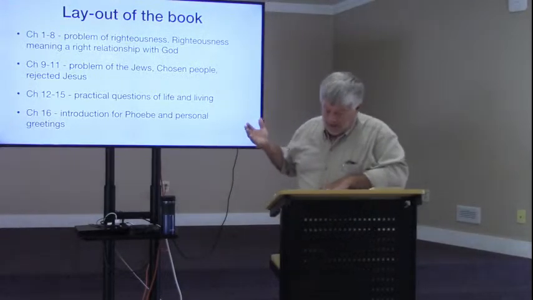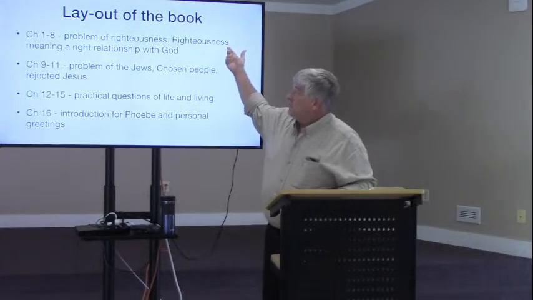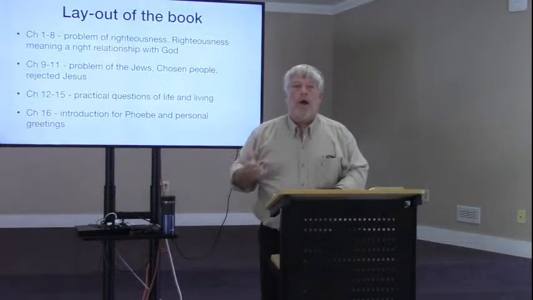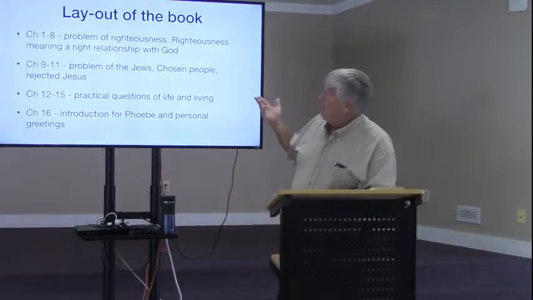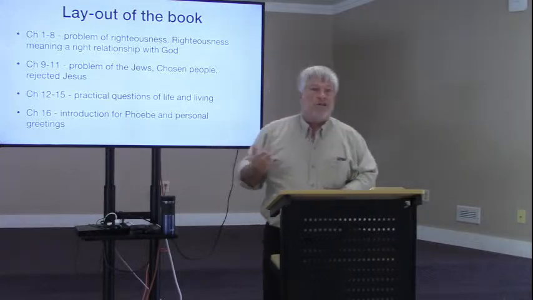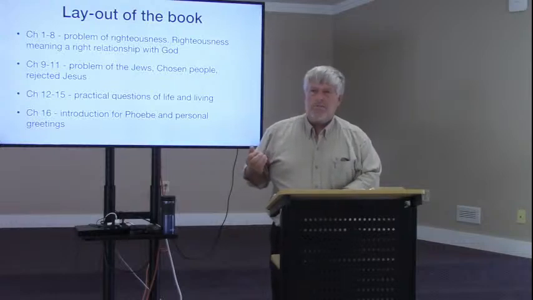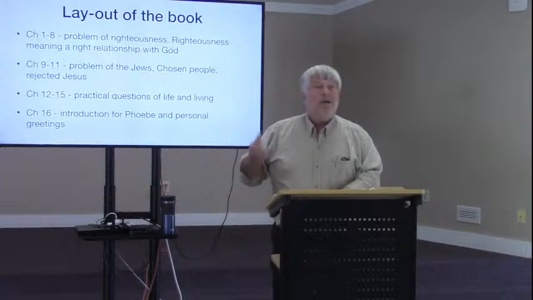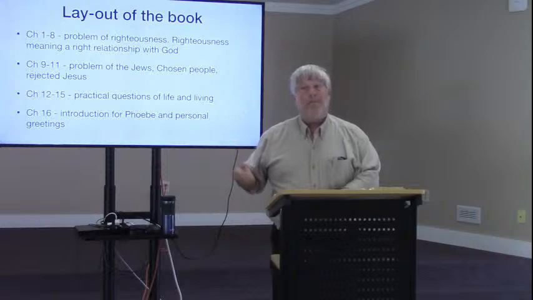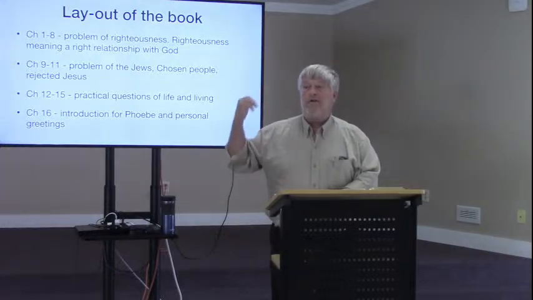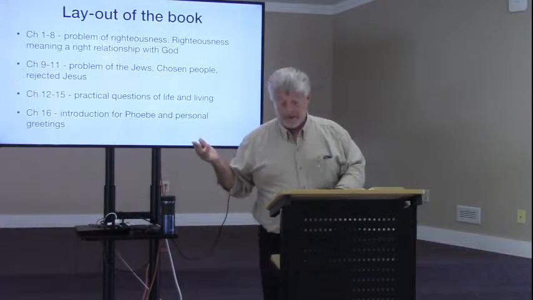Now the book itself has a general outline. Chapter 1 through 8 are the problem of righteousness. Righteousness in Paul's definition is just meaning that you have a right relationship with God. Chapter 9 through 11, problem of the Jews. The Jews were God's chosen people, but they had rejected Jesus, and they had some messed up beliefs. There were a lot of devout Jews that were leaders, but some Jews were causing a lot of problems, as we see throughout all the other letters, right?